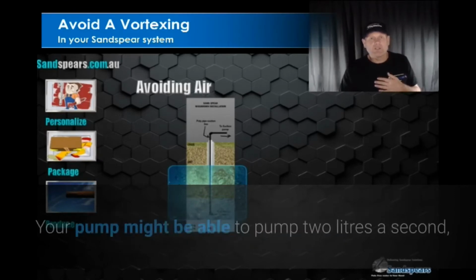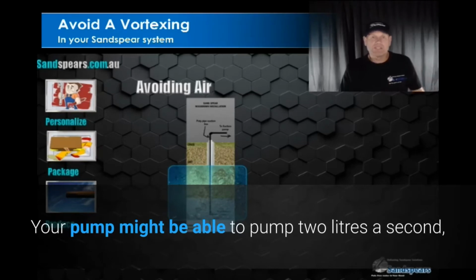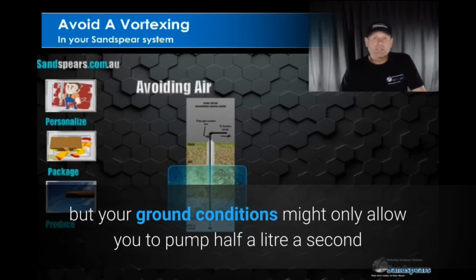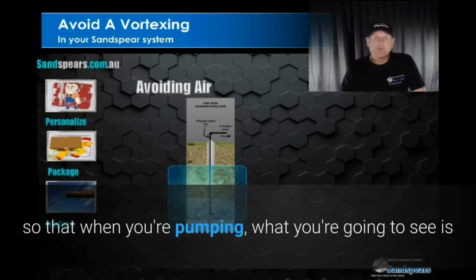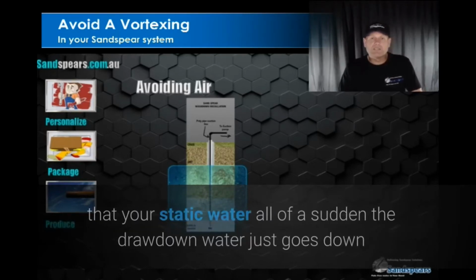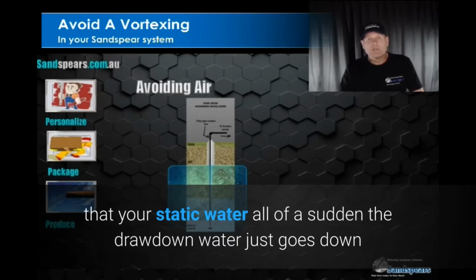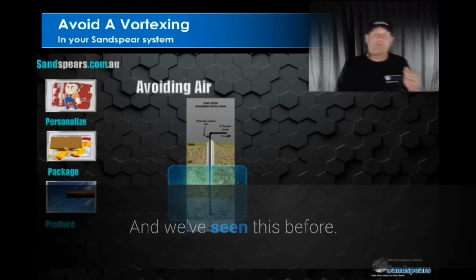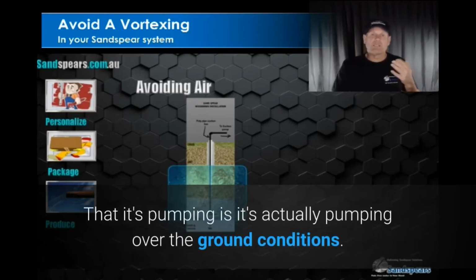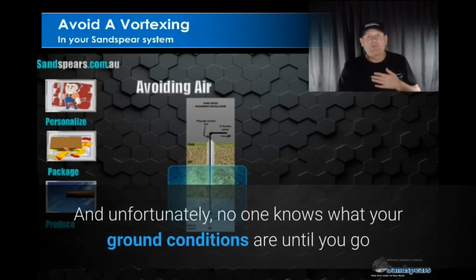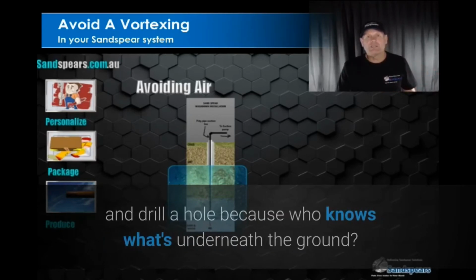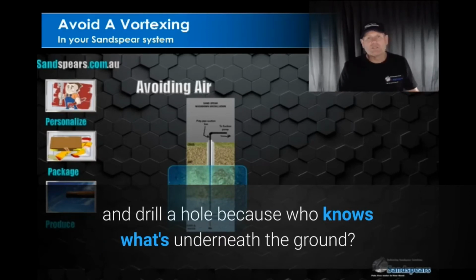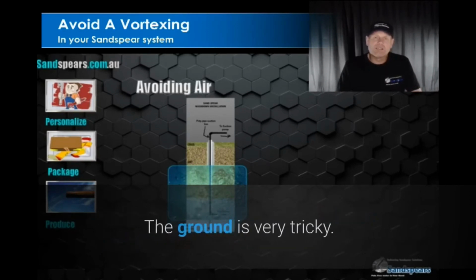Your pump might be able to pump 2 litres a second, but your ground conditions might only allow you to pump half a litre a second. So when you're pumping, you're going to see your static water, all of a sudden the drawdown water just goes whew, and we've seen before that it's actually pumping over the ground conditions. And unfortunately, no one knows what your ground conditions are until you drill a hole, because who knows what's underneath the ground. The ground is very tricky.